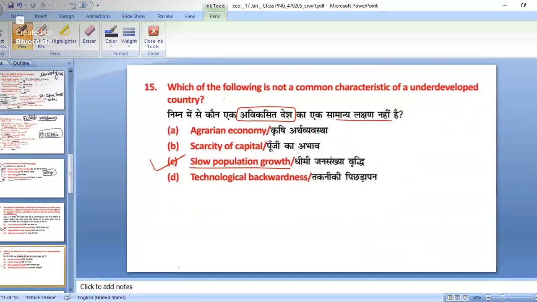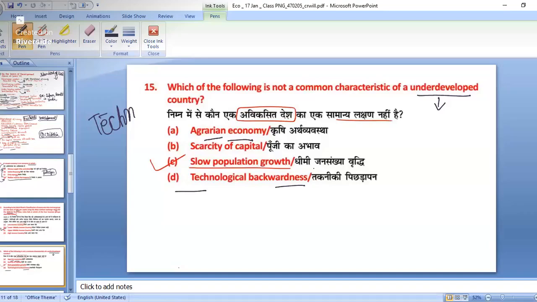Then the next question: which of the following is not a common characteristic of underdeveloped countries? For underdeveloped countries, you see an agrarian economy. Nowadays we have technological advancement, but an agrarian, agriculture-based economy is a common characteristic of underdeveloped countries. Then a scarcity of capital: if money is not there, it will be an underdeveloped country only. Then technological backwardness, that is also underdeveloped countries.